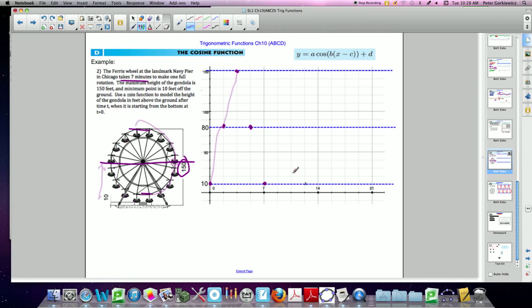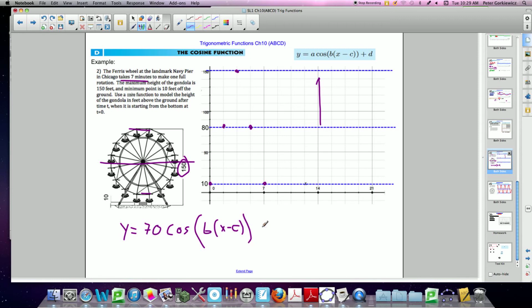Okay. So, great, we got these sort of points going on, okay? And so I know a couple of things. I know this is going to look like, let's try this with cosine. I know that the amplitude is 70, so this is going to be 70 cosine of b times x and some horizontal shift c.